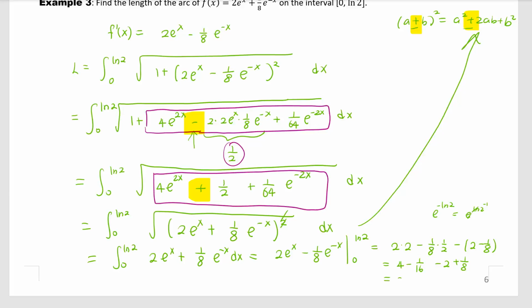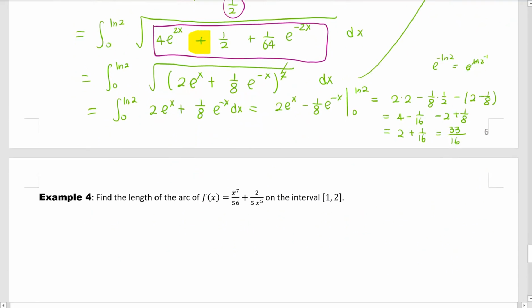4 minus 2 is 2. Minus 16 plus 1/8 is 1 over 16, right? So this is 16. 32 plus 1, 33. 33 over 16. So far, so good, everybody. Don't forget to show all your steps in the exams and homework in order to receive all credits.